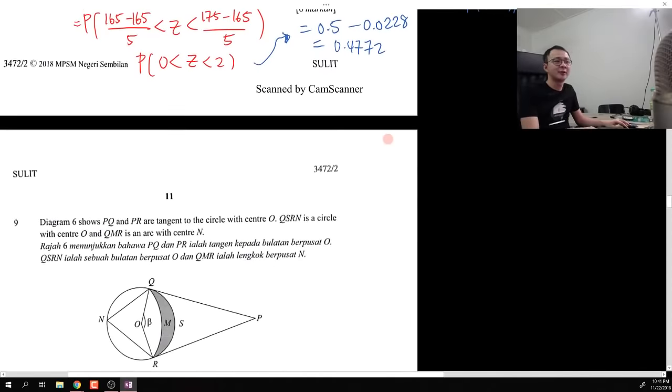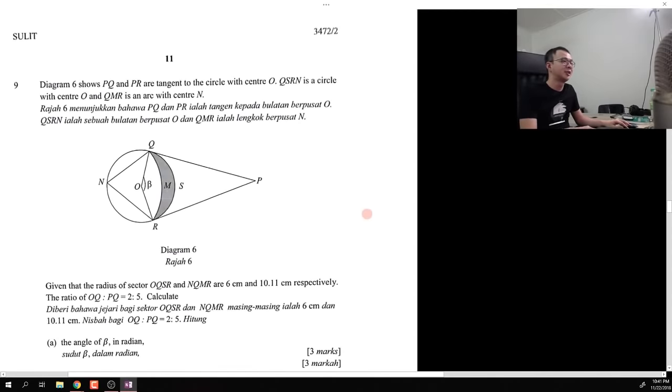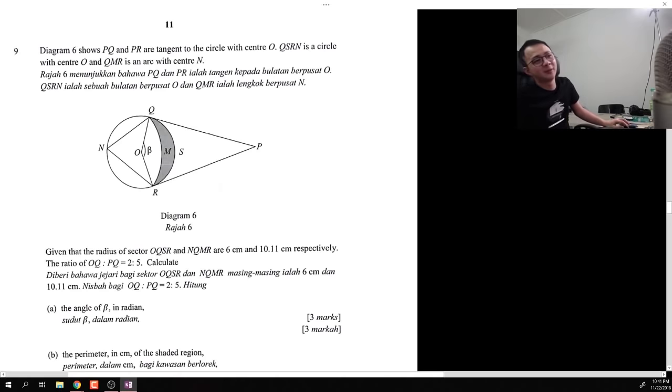Okay, so let me move on to question number 9 here. The diagram 6 actually shows PQ and PR are tangent to the circle. What is the margin of error for those questions? I guess they can accept plus or minus 0.1, that should be good.